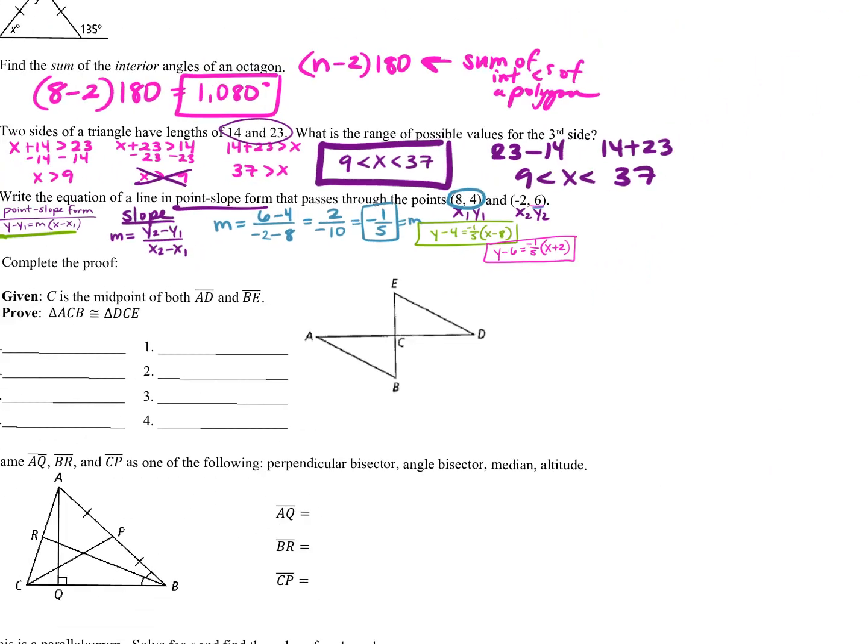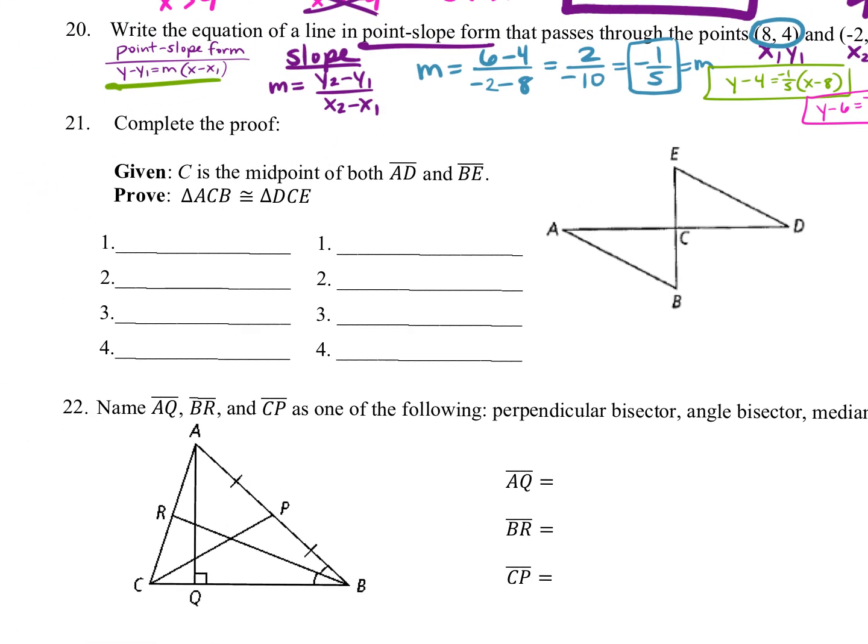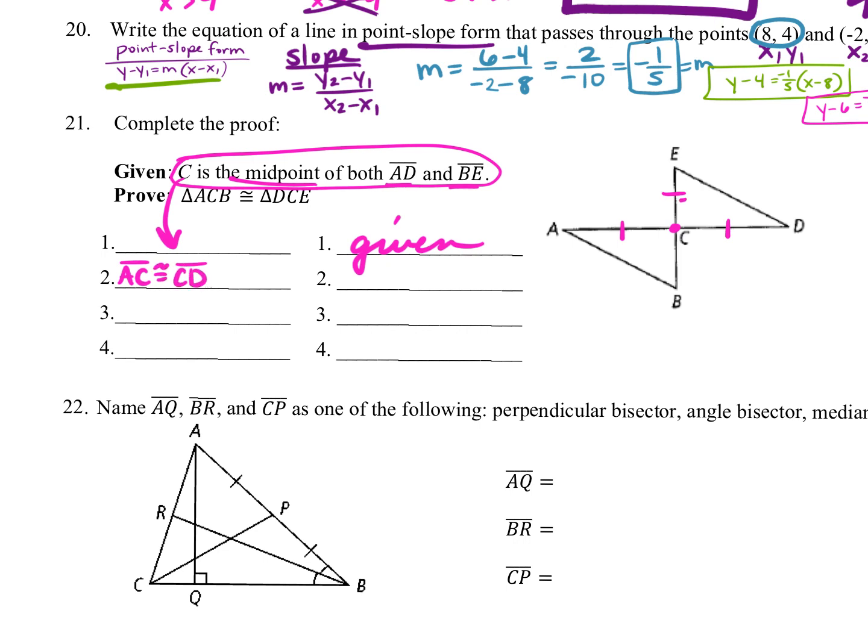All right, number 21 says complete the proof. It says C is the midpoint of both of these segments. So if C is a midpoint, first of all, let's start where we always start. The given goes here, and that is our given information. But if C is the midpoint, we're actually going to say two things here. We're going to say AC is congruent to CD, and we're going to say EC is congruent to CB. Okay, so that's definition of a midpoint.